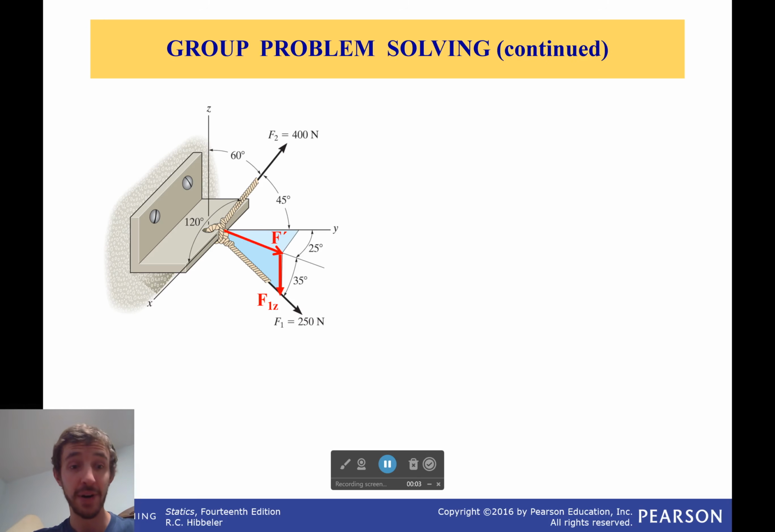So now we're going to do a little bit harder problem. It says group problem solving. If you have a friend, do it together. Okay, so how's it work? What are we looking at? Well, let's find out.